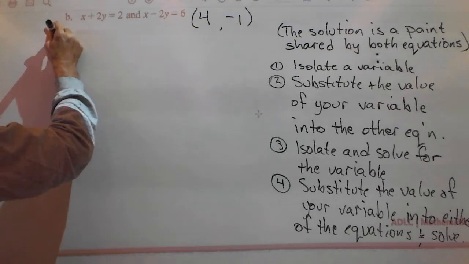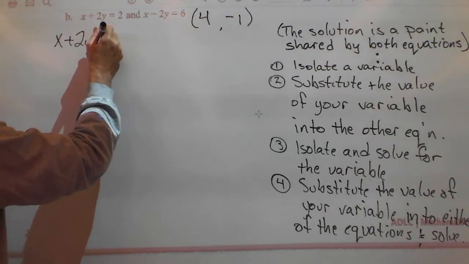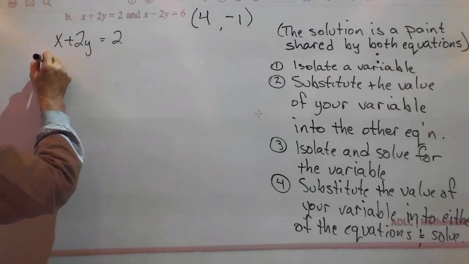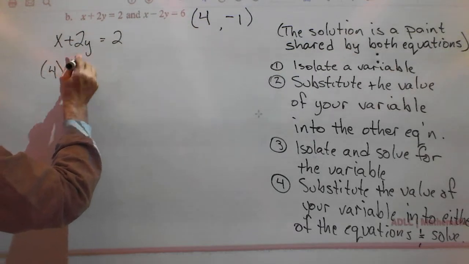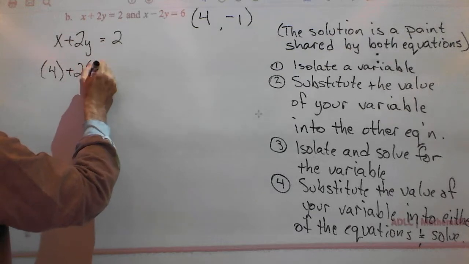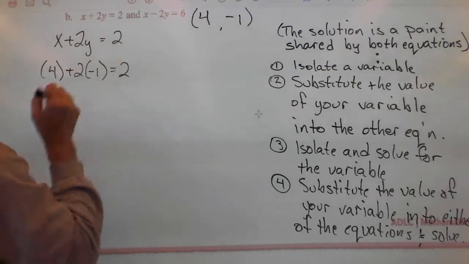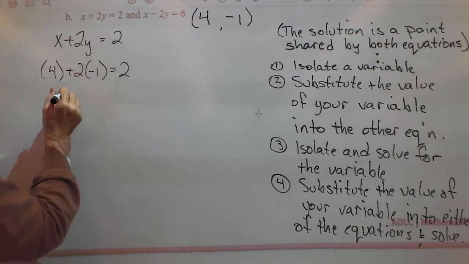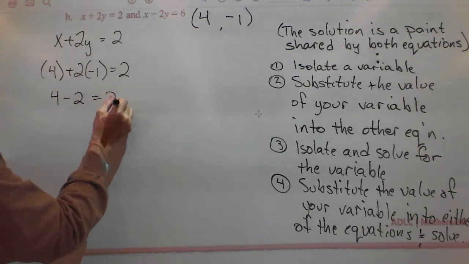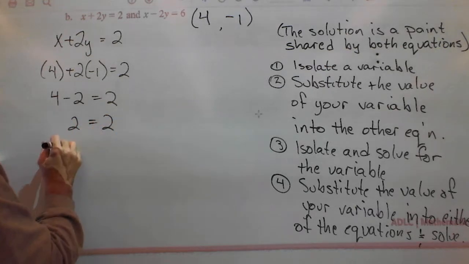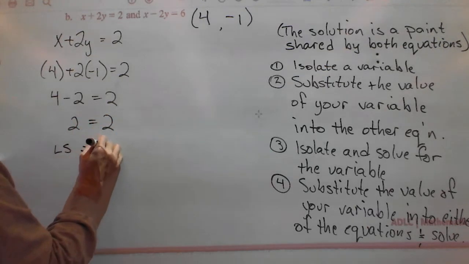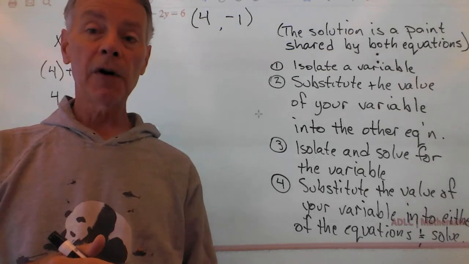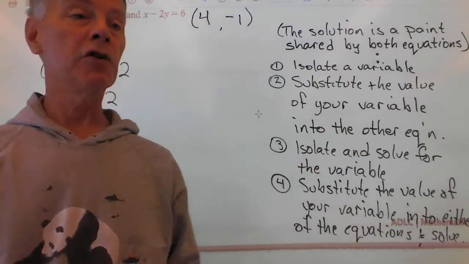So, we have x plus 2y equals 2. Let's sub in these values. So, x is 4, and y is negative 1, equals 2. We simplify this side. 4, 2 times negative 1 is minus 2. And we find that the left side does equal the right side. So, it's verified for this equation. Remember, you have to verify for both equations.